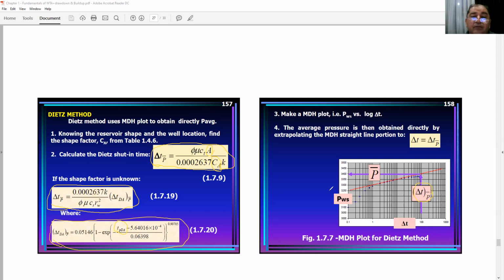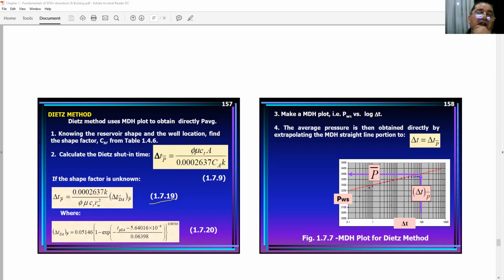This is Dietz's method. So let me repeat the procedure for Dietz's method. Dietz's method says that you need to know your reservoir configuration. If you know it, either circular, square, rectangular, or hexagonal, then you can go to table 1.46 and get the value of the shape factor. Sometimes you do not know the shape of your reservoir, or you are not sure about your reservoir configuration. Then in this case, you have to calculate delta tp dash using the model 17.19.